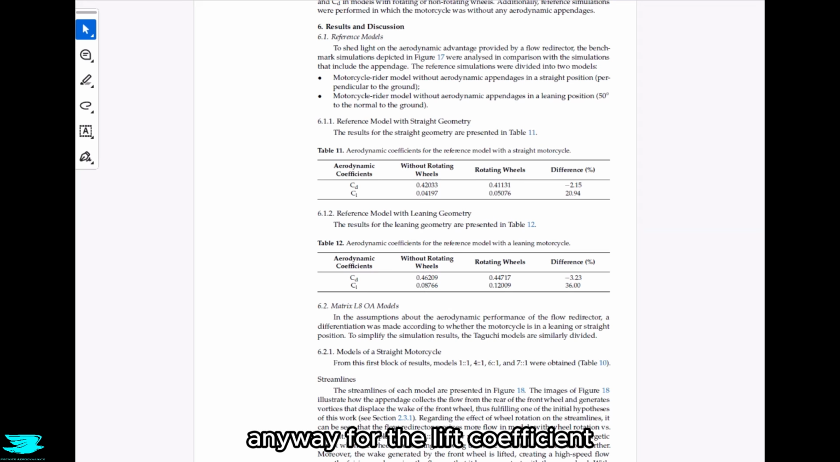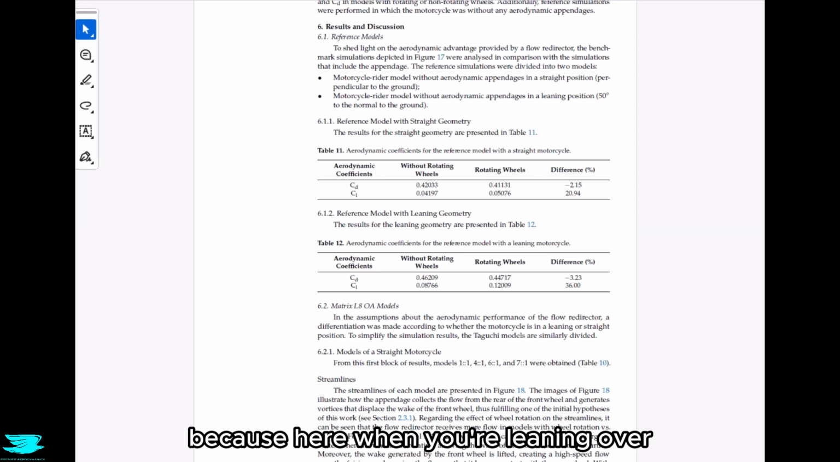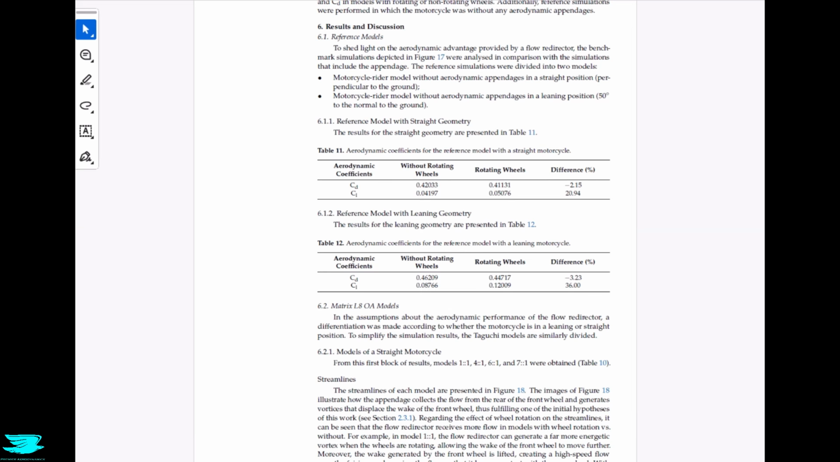Anyway, for the lift coefficient, we can say that the wheel rotation is very important because here, when you're leaning over, rotation has an even bigger increase, and that's by 36% instead of 21%.